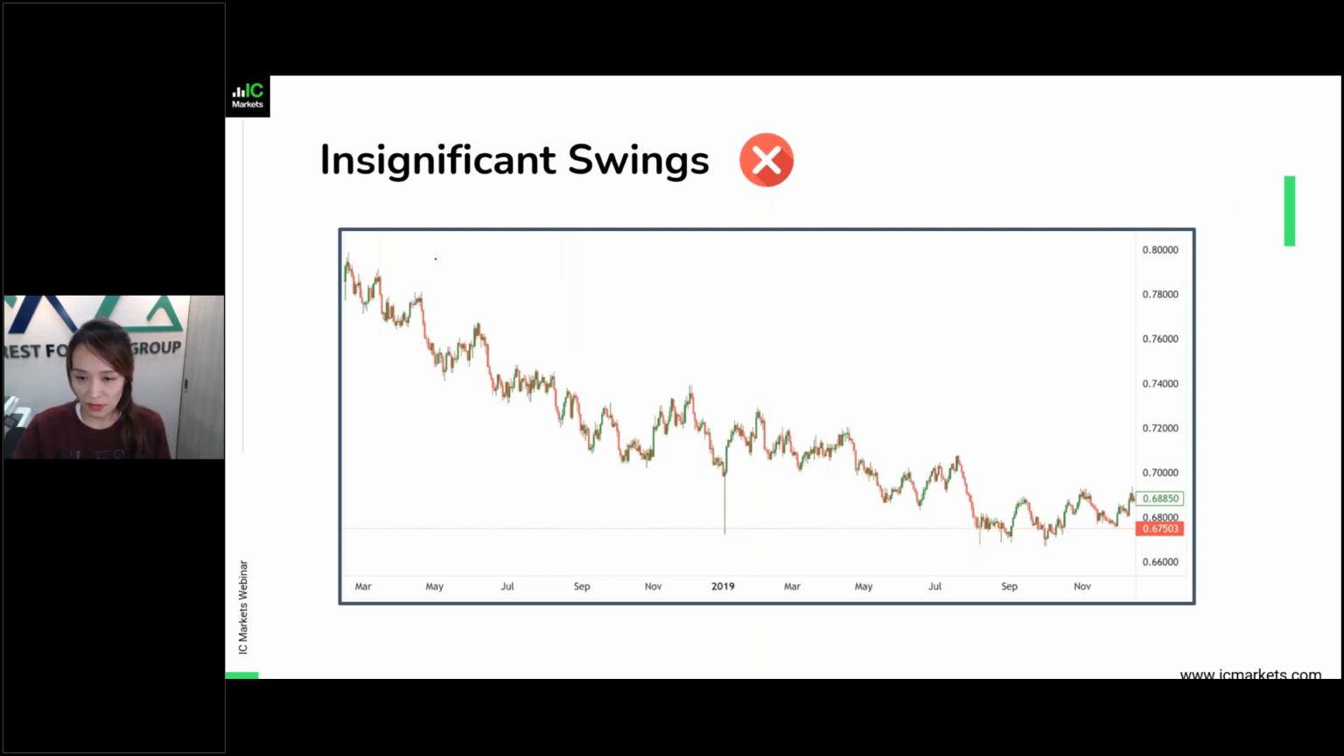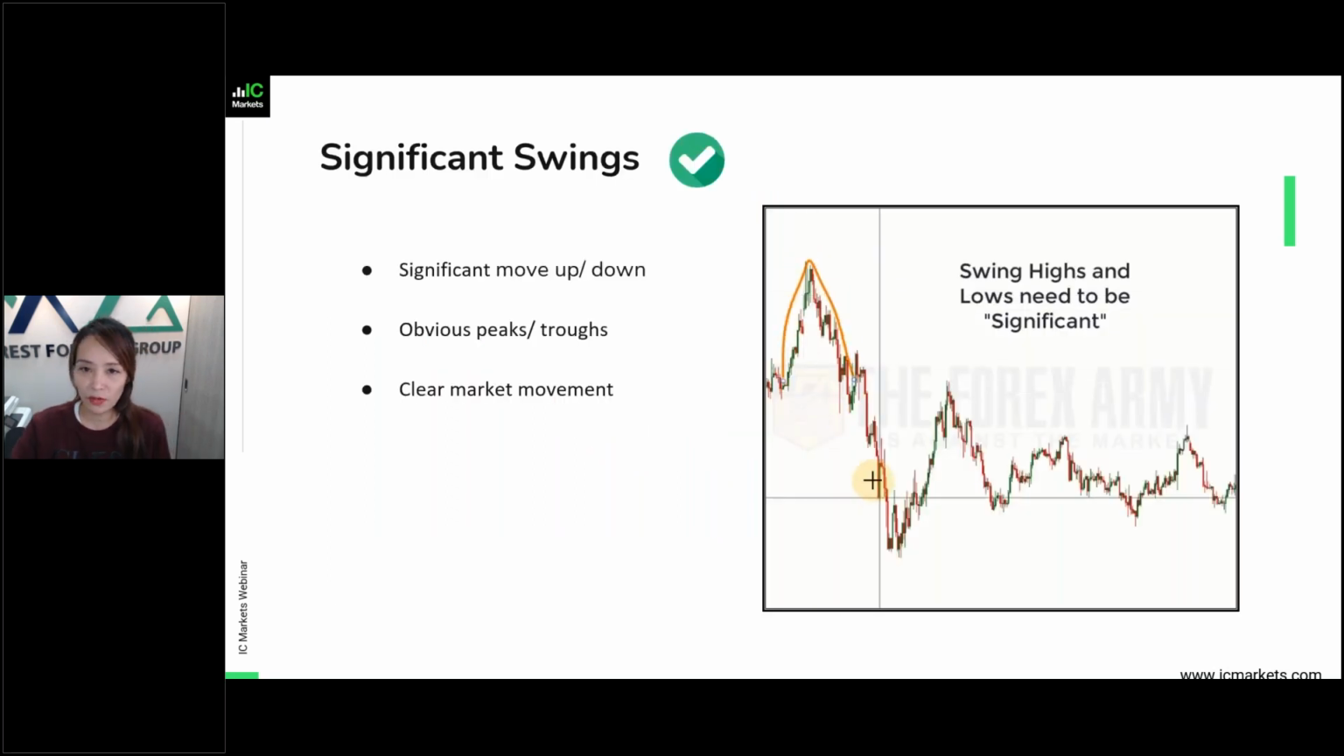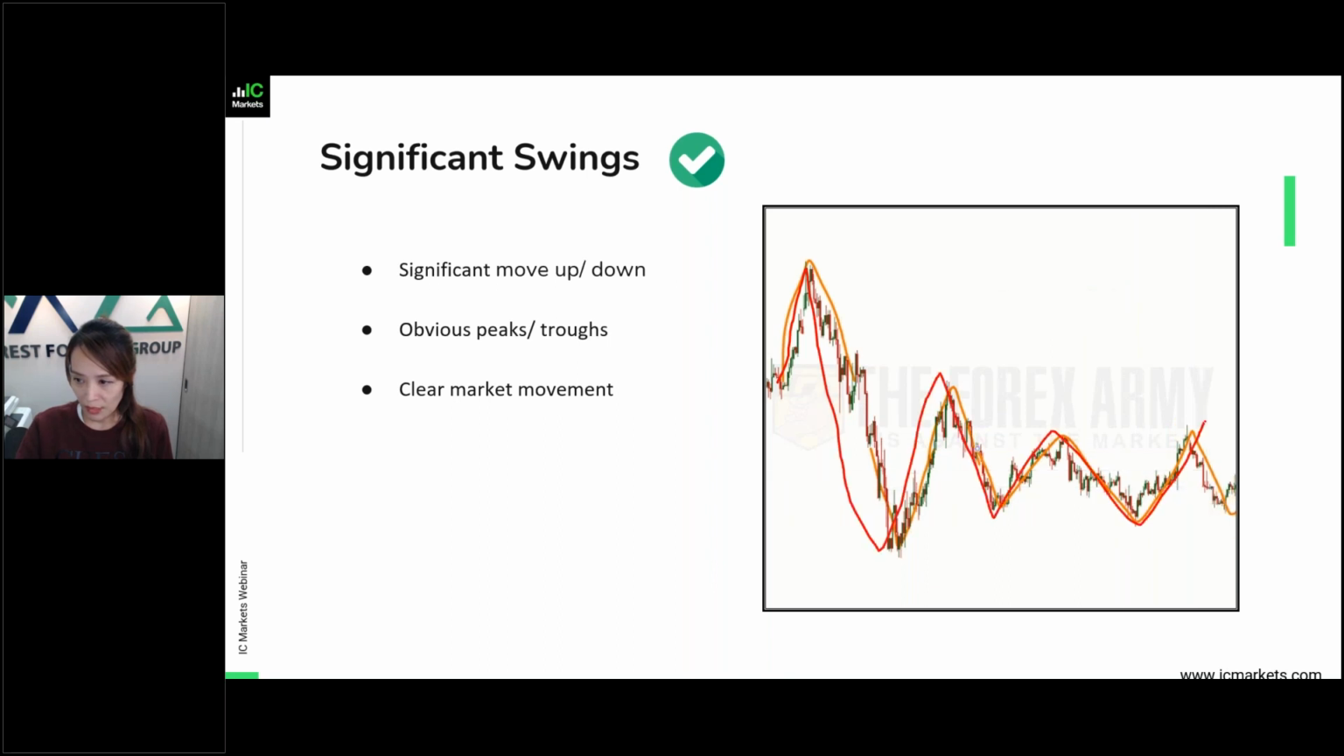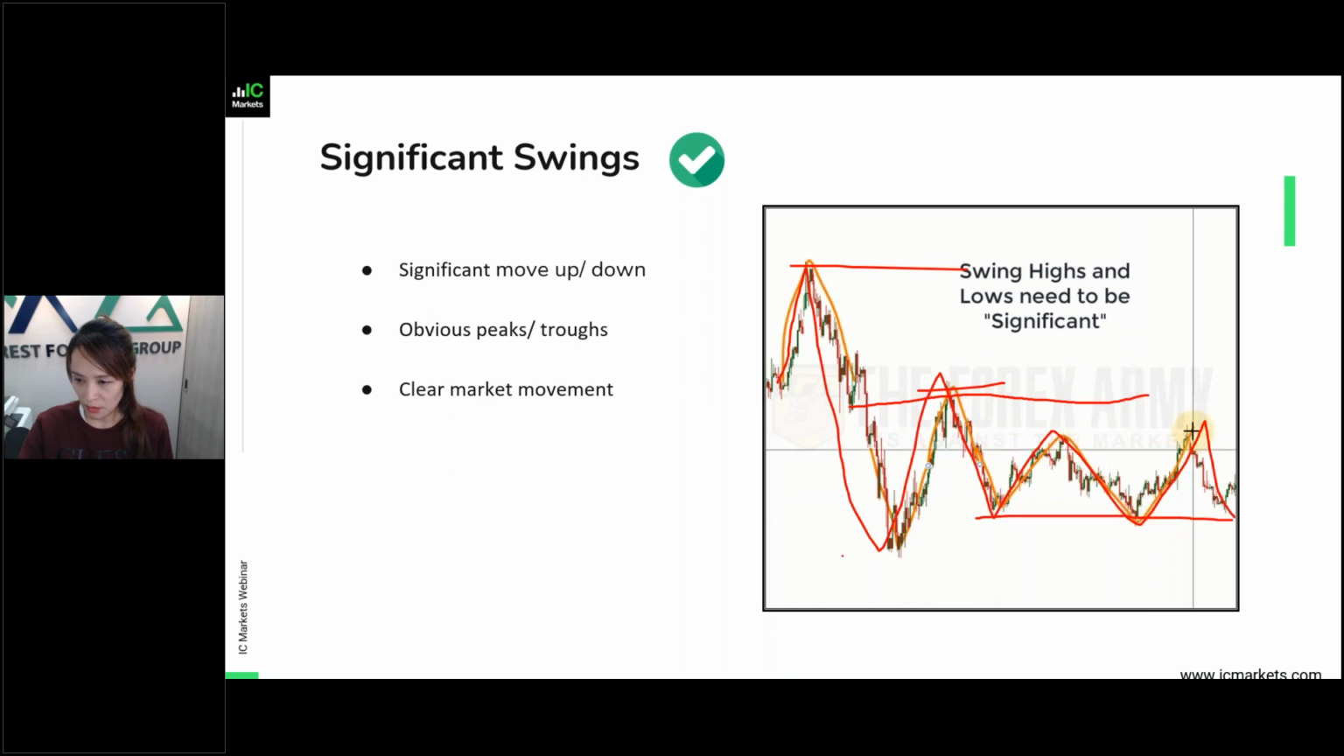Okay, this is an insignificant swing. What you can see is a really tiny move, so we don't count it as a swing high or swing low. A significant swing high or swing low is where you can see that the price is moving very clearly, and you know that this is your swing high. If you draw from here, this is your overlap resistance. This is also your support.